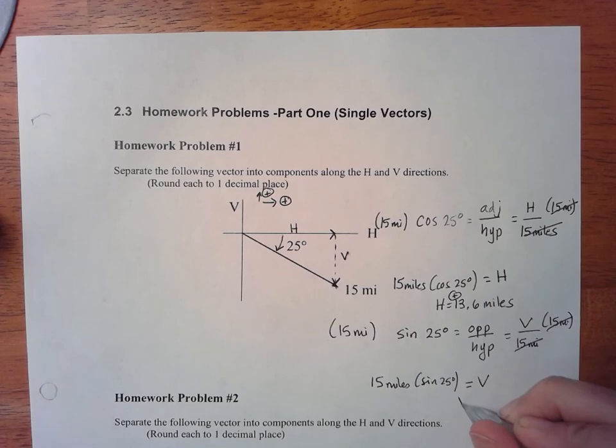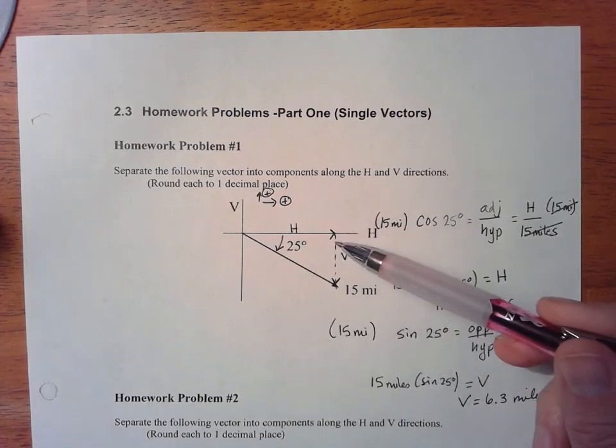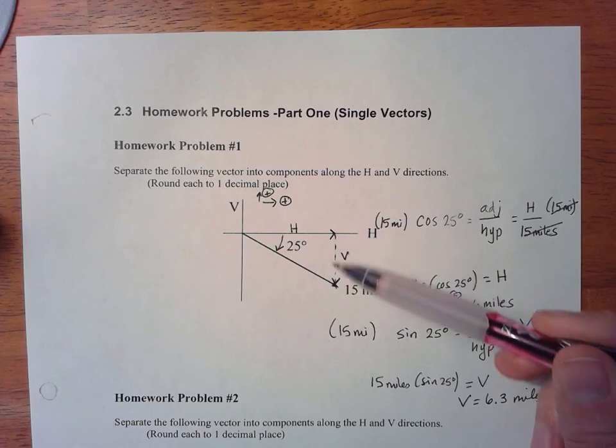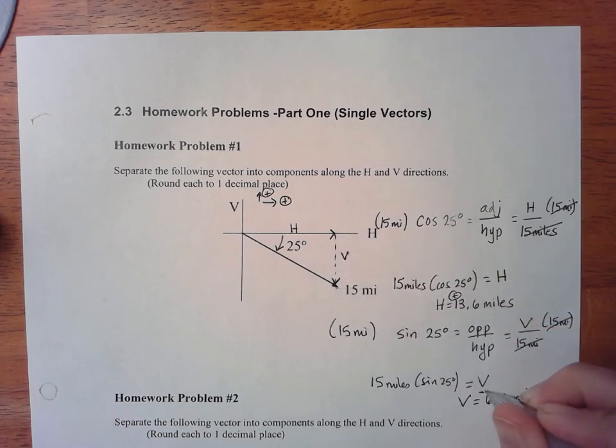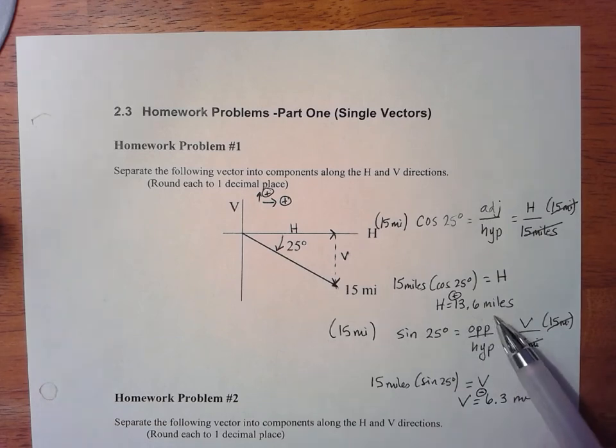So I'll call that 6.3 miles, but I want to make sure I have a positive or a negative on that. Looking at my vertical here, it has to head down to get to that final destination, so that's going to need a negative sign in front of it. So my final answers are 13.6 miles for the horizontal and a negative 6.3 miles for the vertical.